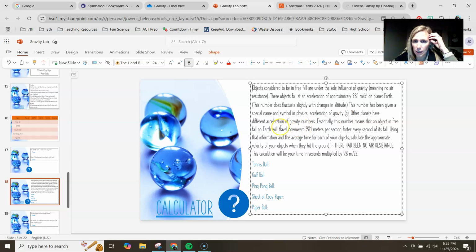Other planets have different acceleration of gravity numbers. Essentially, this number means that an object in free fall on Earth will travel downward 9.81 meters per second faster every second of its fall.